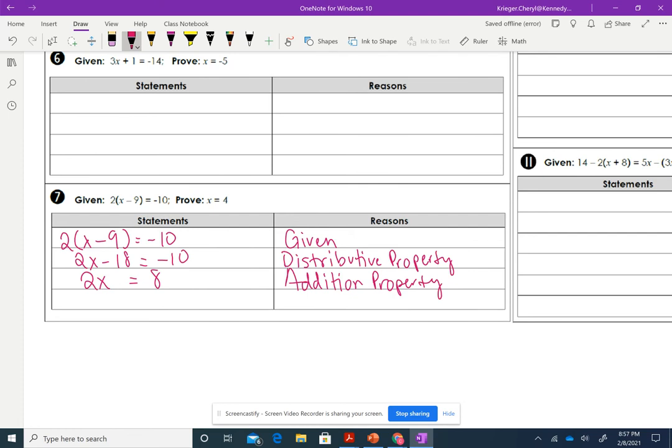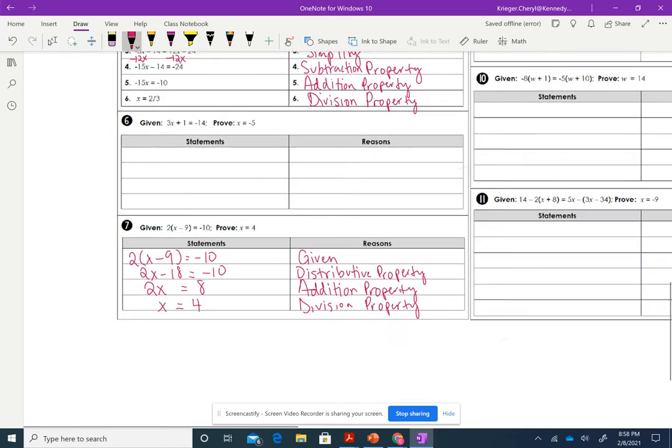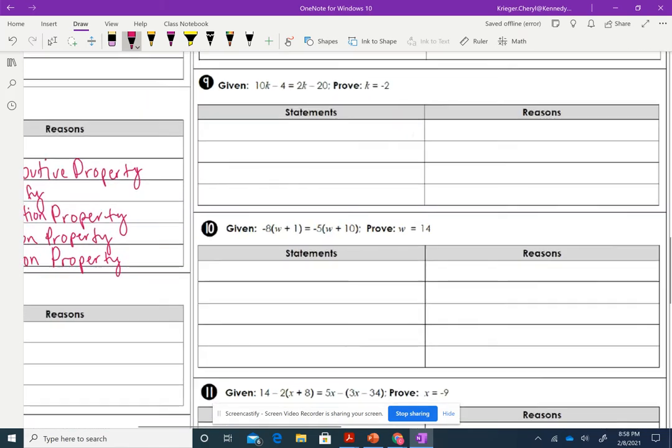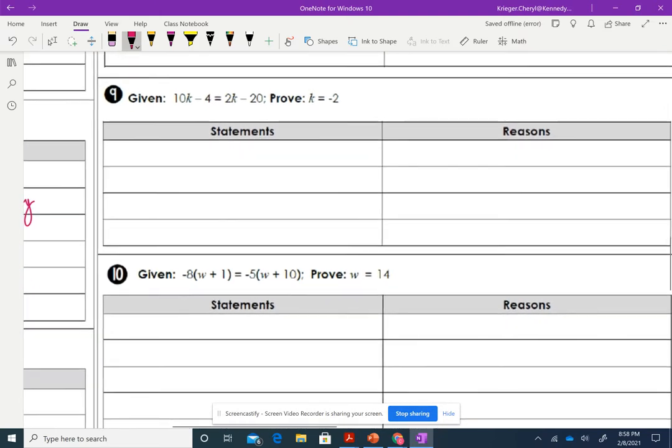Okay, and the final step in solving is to divide by 2 on both sides, and that gives me x equals 4. Division property. So it's basically just listing the reasons for every step that you do. Okay, how about number 9? 10k minus 4 equals 2k minus 20. That's my first thing. Okay, and why? It's given.